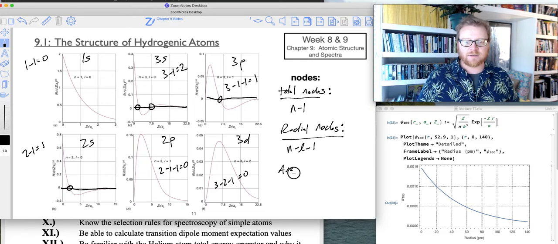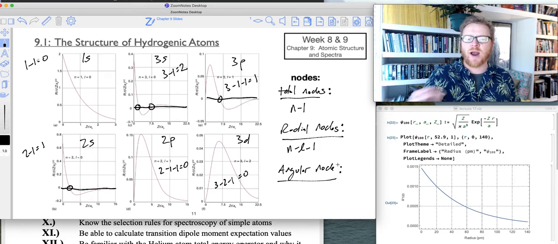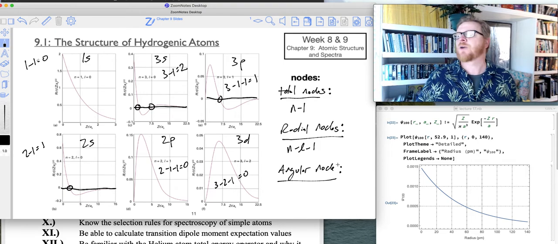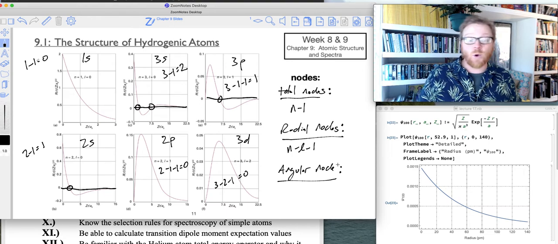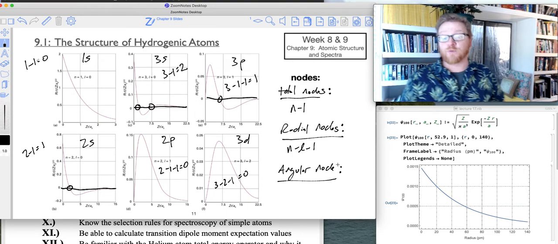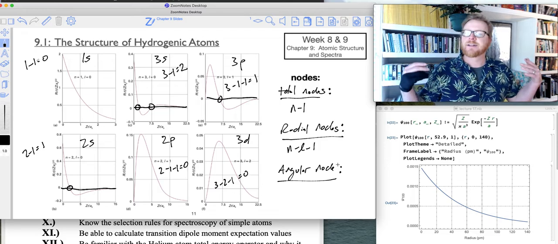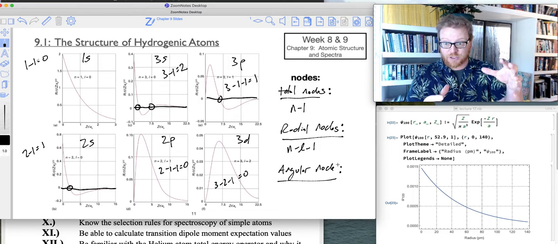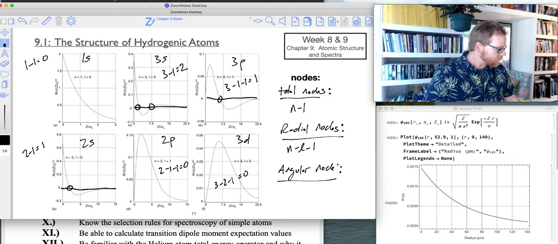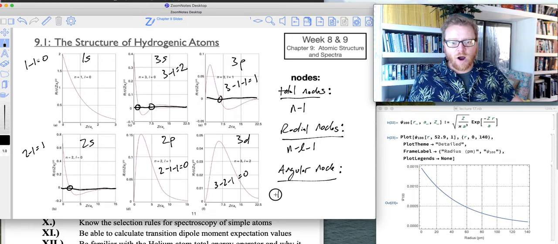Well, the last type of node we have is called an angular node. And just to remind you, nodes are regions where the wave function equals 0, so that's where we expect the electron to not exist. We're not going to observe angular nodes on this radial profile. We have to look at the theta phi Y_lm spherical harmonics, the full three-dimensional picture, to get the angular nodes. But as it turns out, angular nodes are total minus radial.